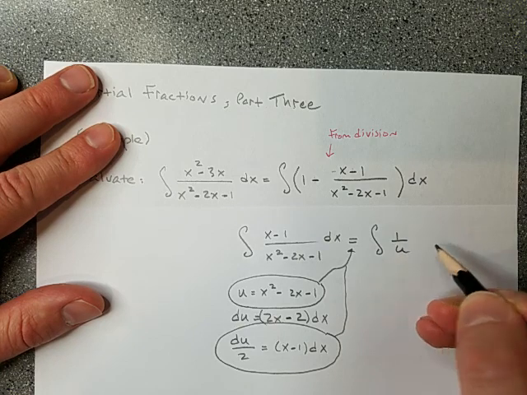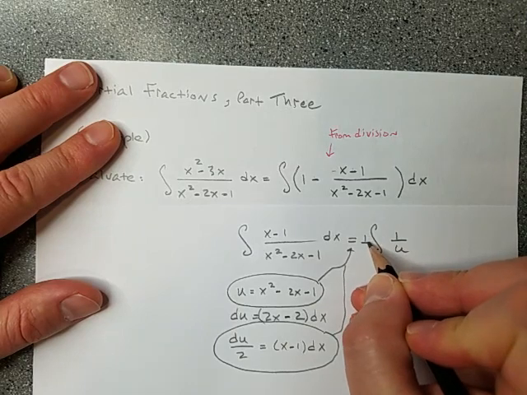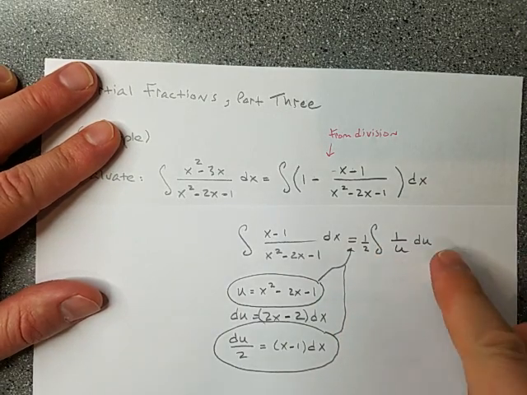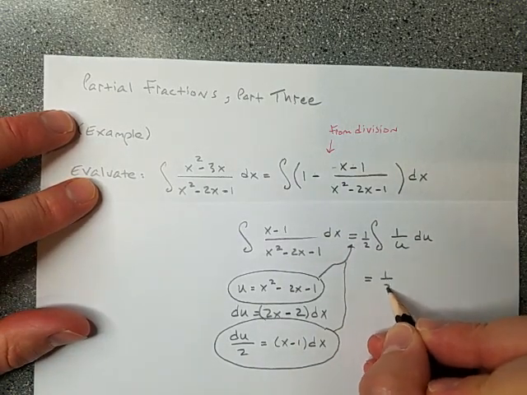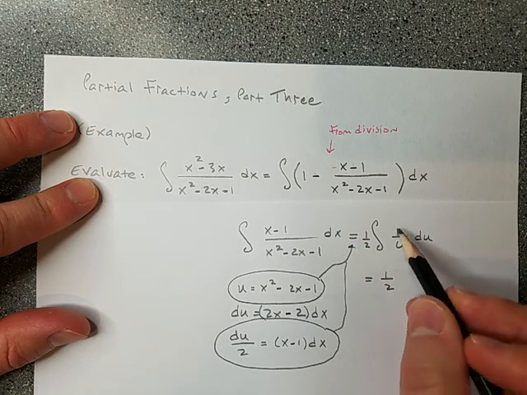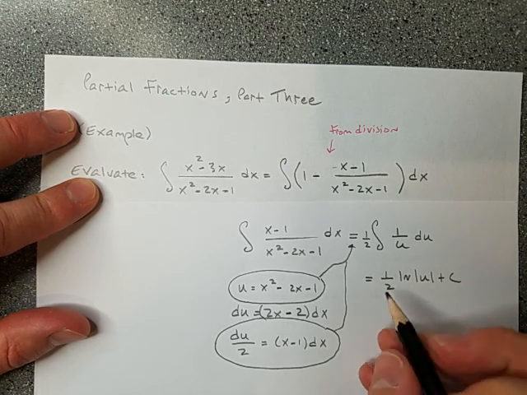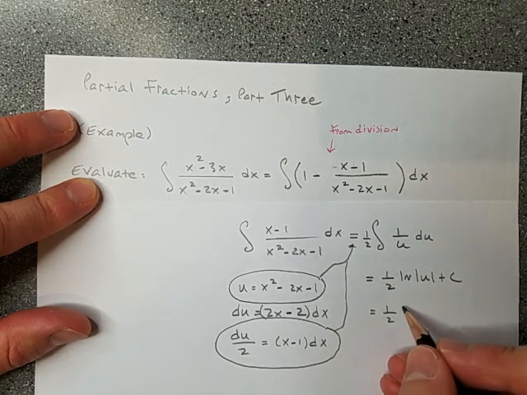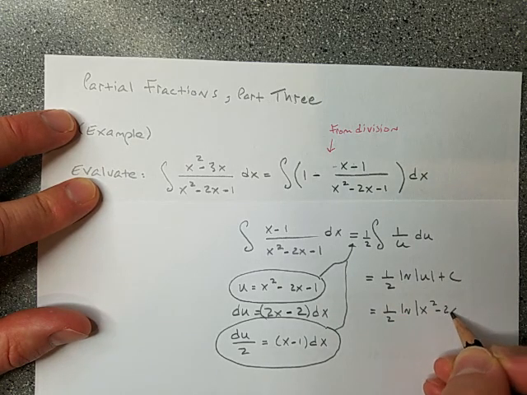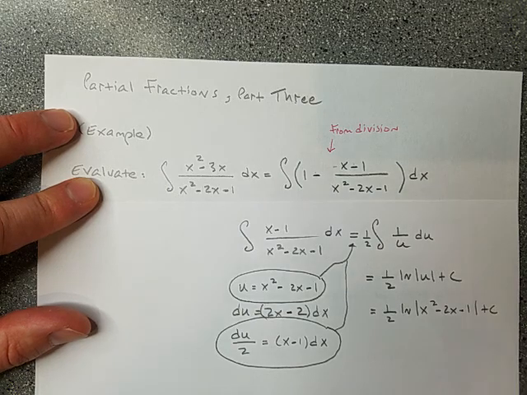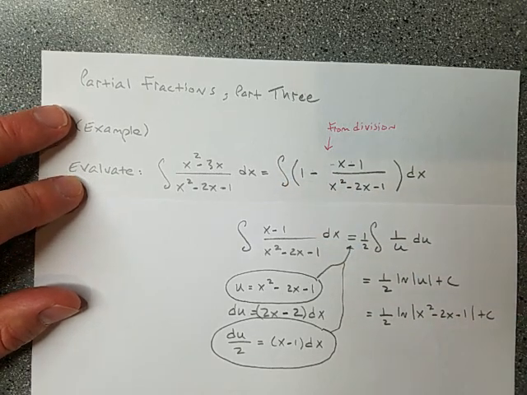I'll get 1 over u. That x minus 1 dx is du over 2. So let's like put a half right there and put the du. You know, the du over 2, I would just factor out a half anyway. So it turns out we get 1/2. What form is this? What's the antiderivative of 1 over u du? It's natural log absolute value of u plus c. In other words, 1/2 natural log absolute value x squared minus 2x minus 1 plus c. Okay, so that's how this second part right there in this integral is done.